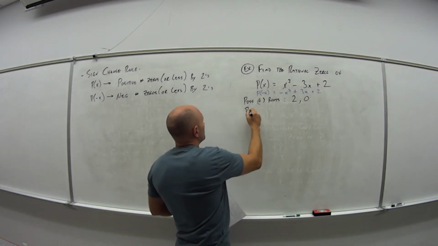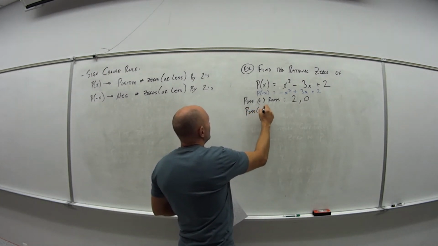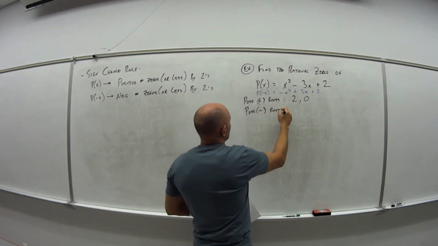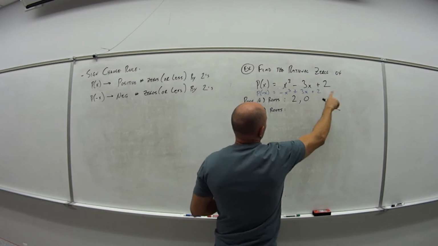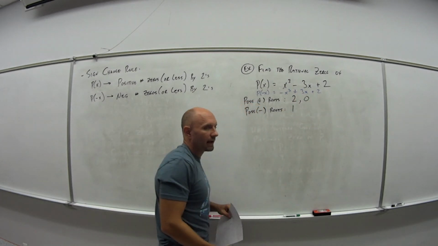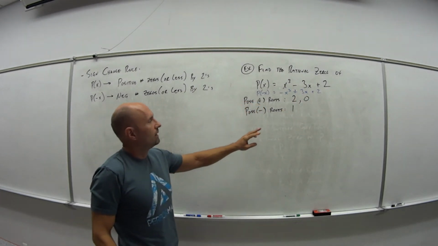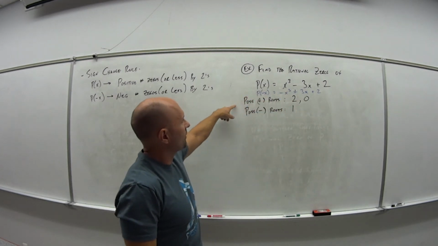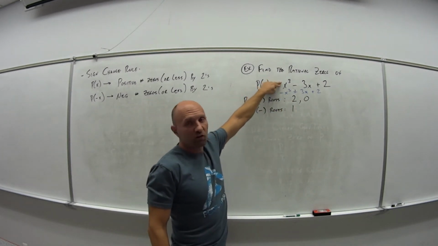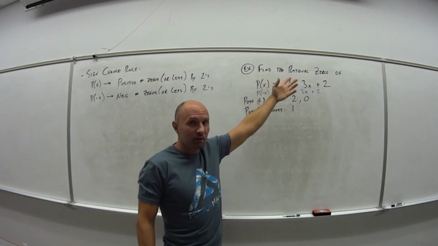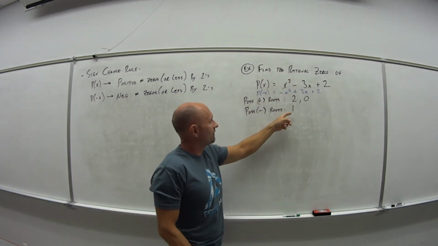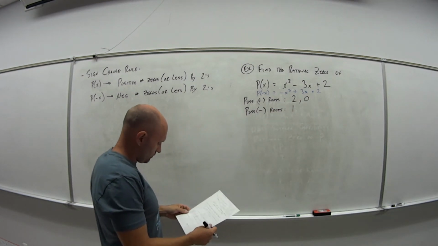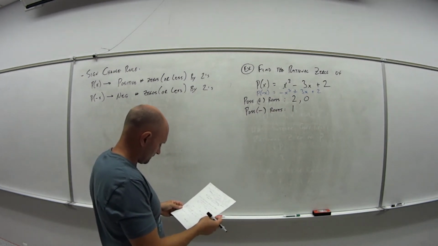So the possible number of negative roots is what? I start at negative, I go to positive, that's 1. I stay at positive, so I have 1 negative root. Versus 2 or 0 possible positive roots. Well, what's the degree of my polynomial? Degree of 3. So I'm going to have how many roots? 3 roots, which means I have what? 1 negative and 2 positive.